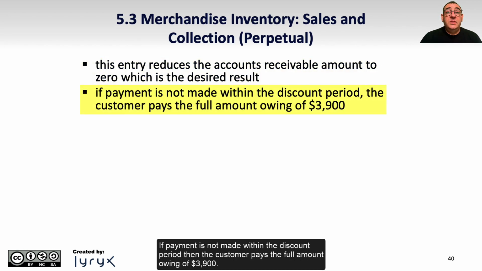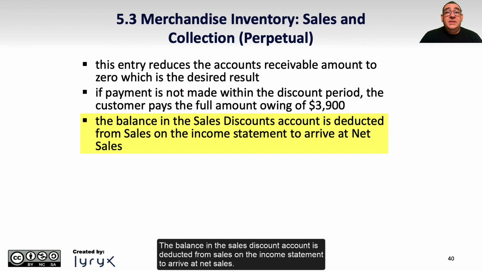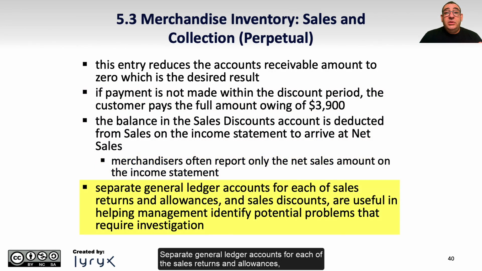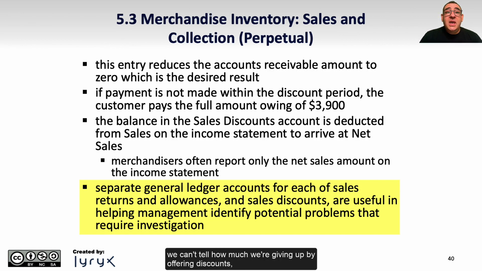If payment is not made within the discount period, then the customer pays the full amount owing of $3,900. The balance in the sales discount account is deducted from sales on the income statement to arrive at net sales. Merchandisers often report only the net sales amount on the income statement. Separate general ledger accounts for each of the sales returns and allowances and sales discounts are useful in helping management identify potential problems that require investigation. If we don't separate them and just bury them into the sales account, we can't tell how much we're giving up by offering discounts or if the value of our returns is high.